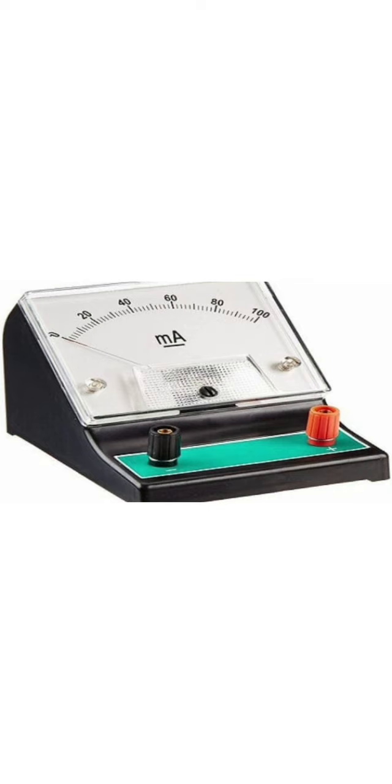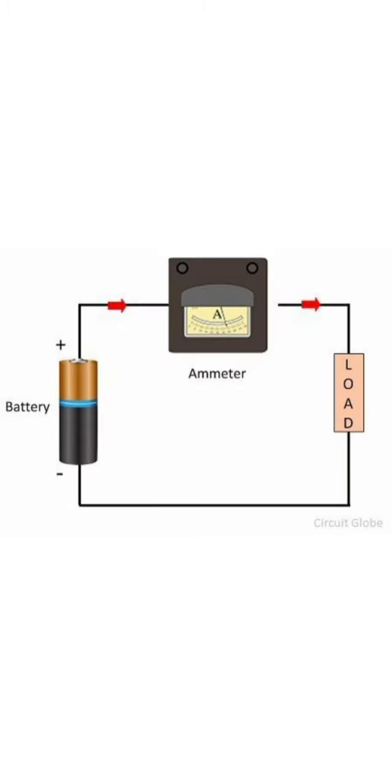Now, talking about the connection of the ammeter in a circuit. An ammeter is always connected in series with the circuit so that all the electrons of the measurement current pass through the ammeter, and the power loss that occurs in the ammeter is just because of the measurement current and its internal resistance.